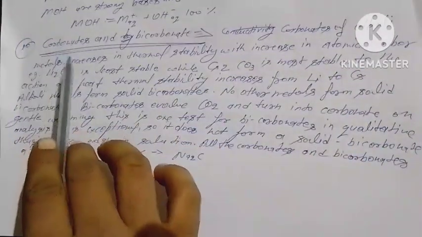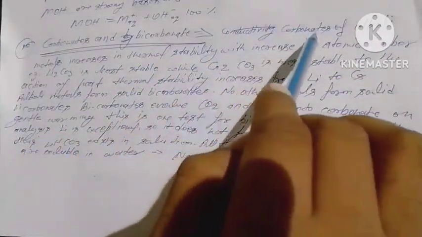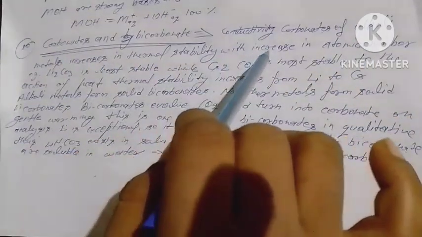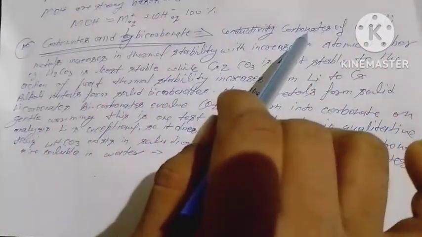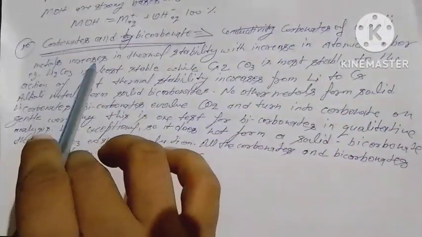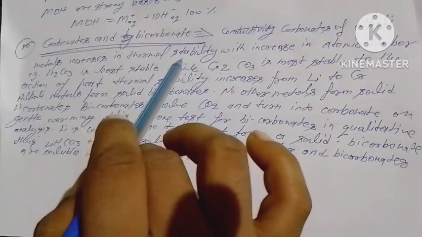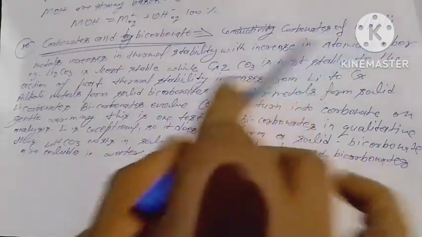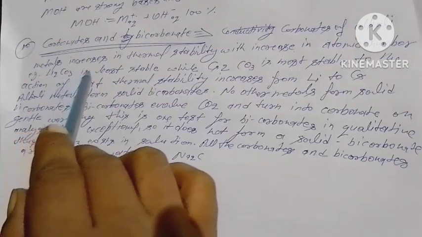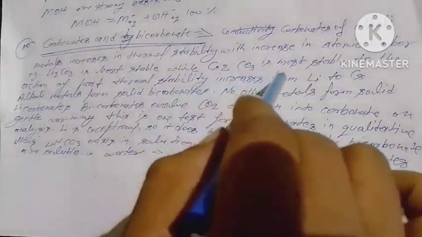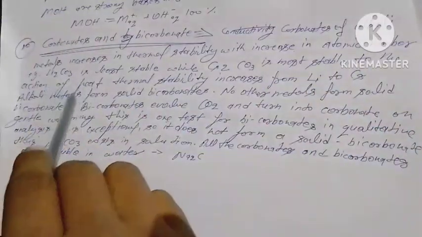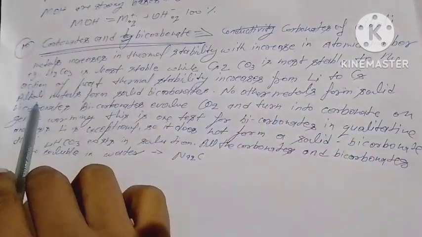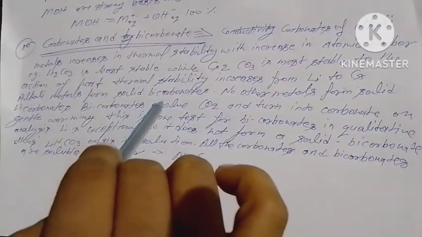Carbonates of alkali metals increase in thermal stability with increasing atomic number. Example: lithium carbonate is least stable while cesium carbonate is most stable to the action of heat. Thermal stability increases from lithium to cesium. Alkali metals form solid bicarbonates.